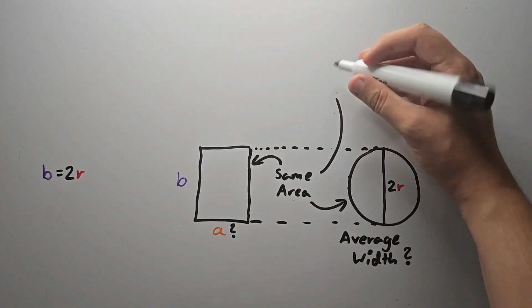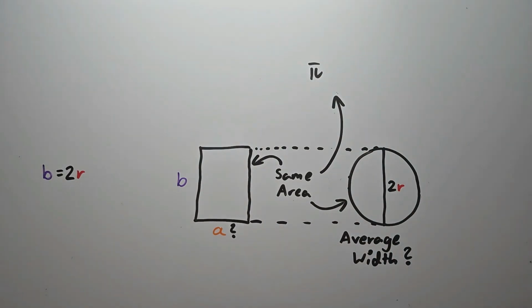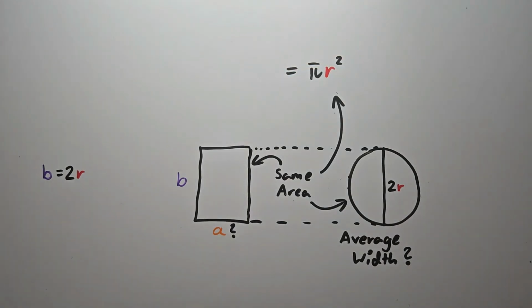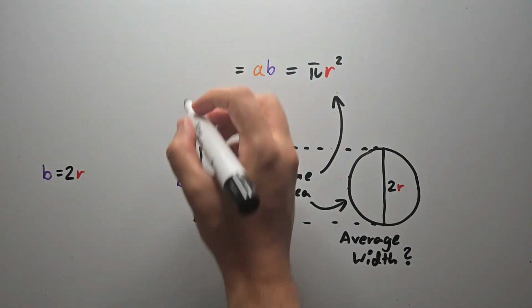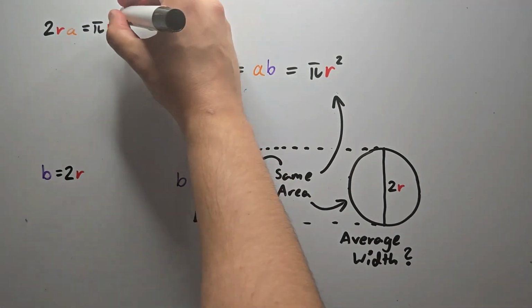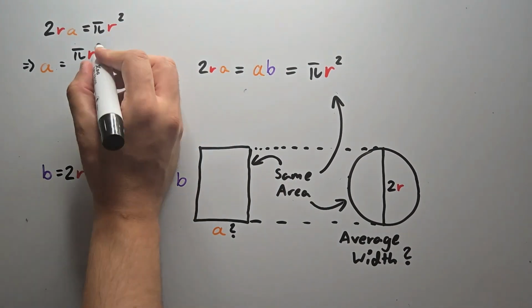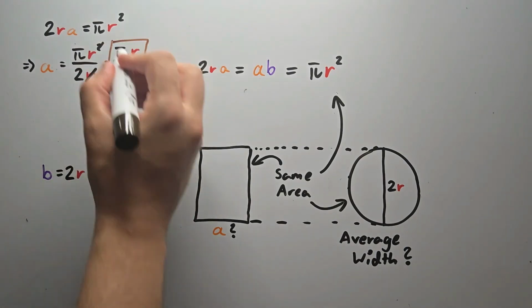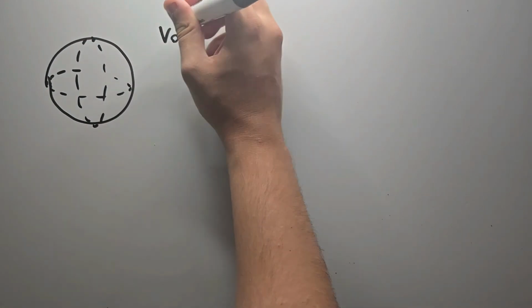Since the rectangle and circle have the same area, the area of the rectangle is pi times r squared, which equals A times B, which equals 2r times A. Using a little bit of simple algebra, we get that A is equal to pi r over 2. And this is the average width of a circle. Now let's move on to tackling the volume of a sphere.